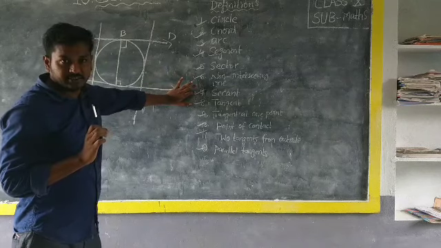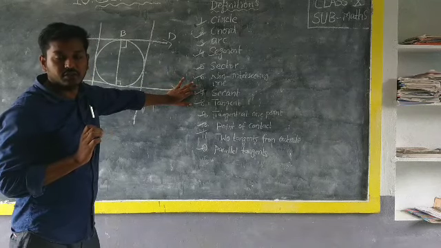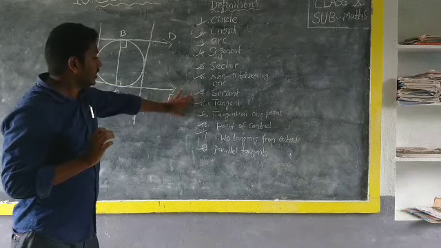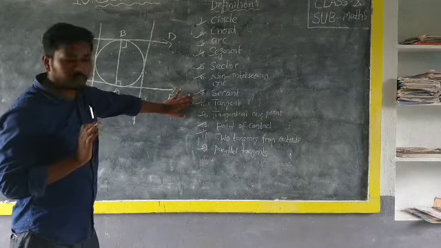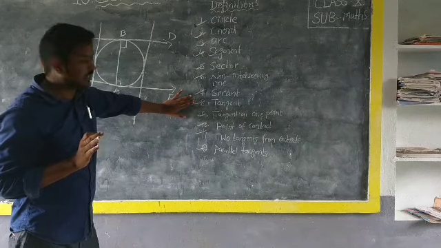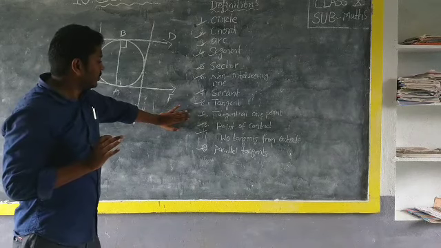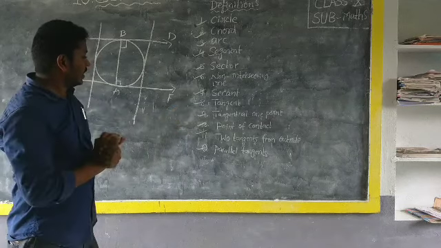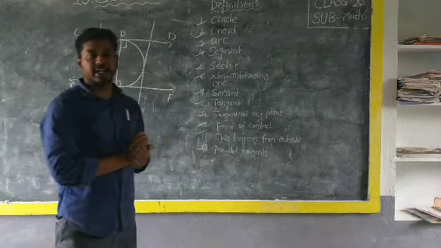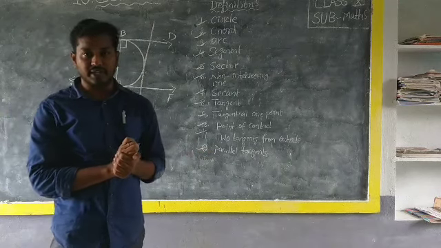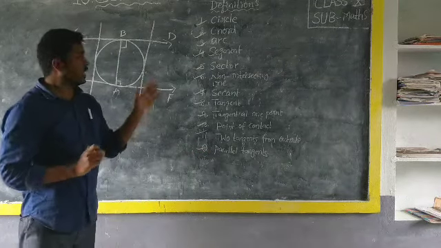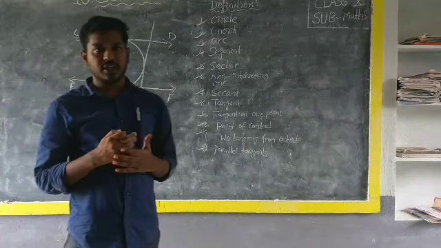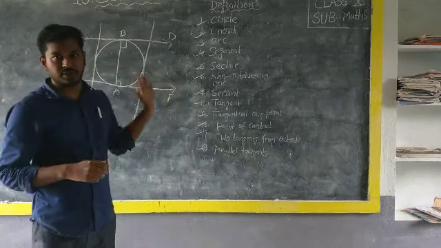And secant: if a line passes through the circle at two points, it is called a secant. If a line touches the circle at one point, that line is called a tangent. From a point outside, you can draw only two tangents. Next, parallel tangents: at most we can draw only two parallel tangents. Learn these definitions carefully, and in the next class I will start the remaining theorems of this chapter. Okay, thank you.